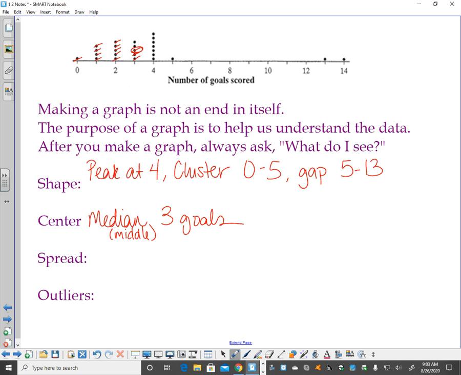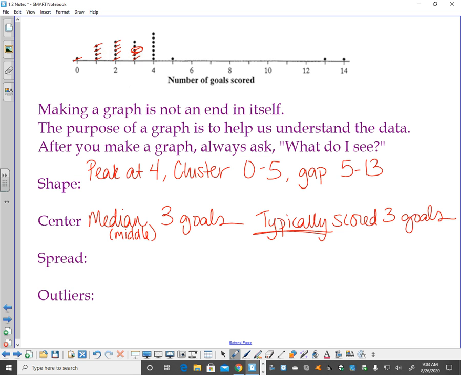So a median is a type of average. It is not the mean, but I'm going to say that the median is 3 goals. I did not find the average. I did not find the mean. And what this tells us is that they typically scored 3 goals. Love this word typically. It doesn't mean that they always scored 3 goals. It just means that that's the typical number of goals that were scored.